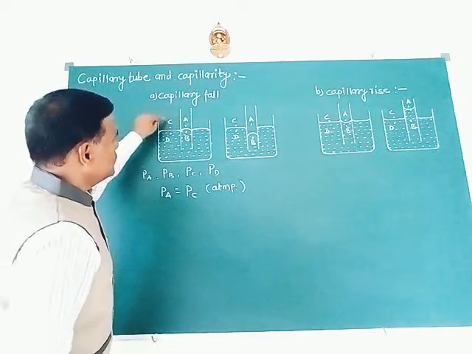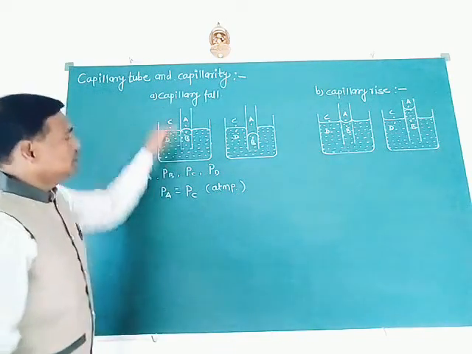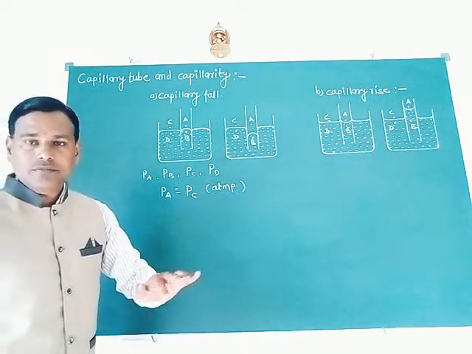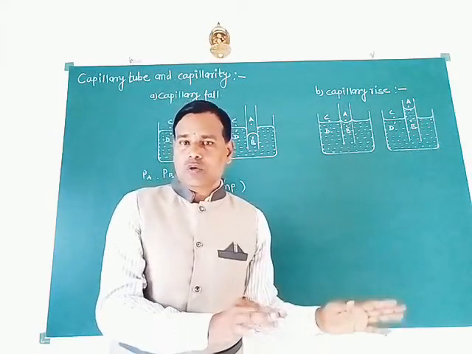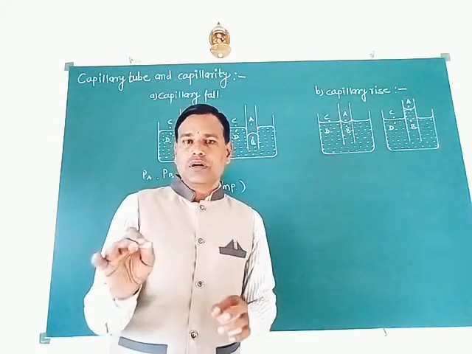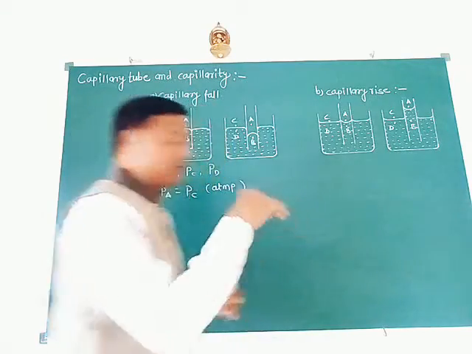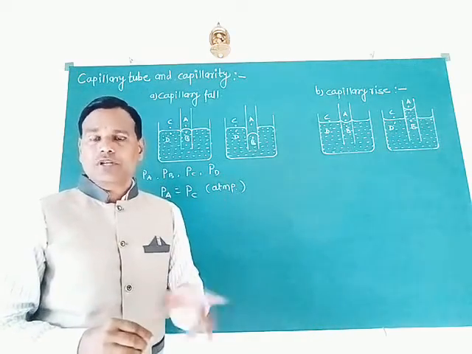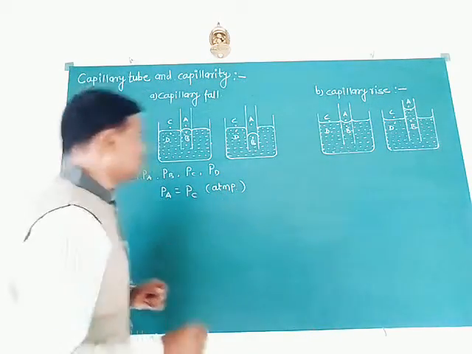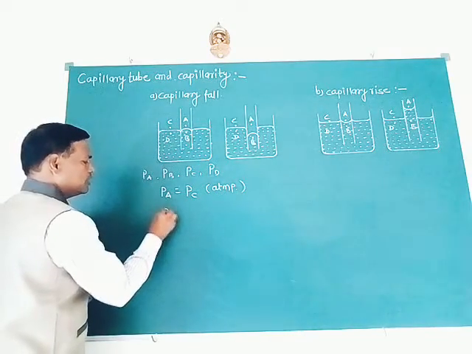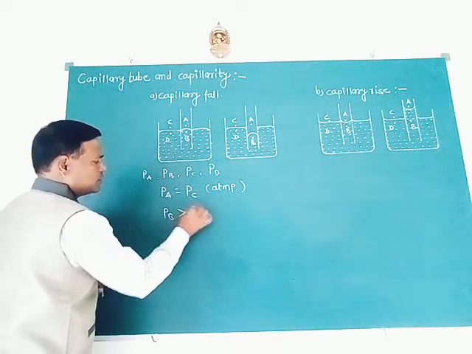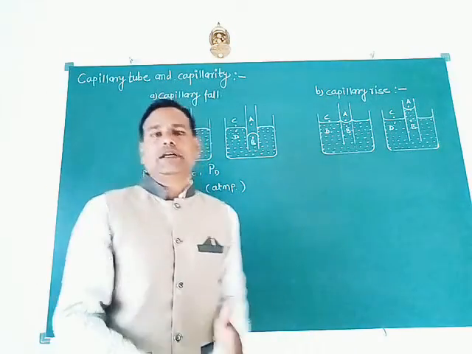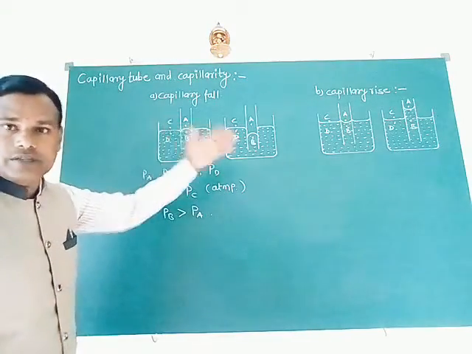What about A and B? A is on the convex side and B is on the concave side. In last lecture we concluded that when the liquid surface in contact with solid is convex or curved, the pressure on the concave side is greater than the pressure on the convex side. So here pressure at point B must be greater than pressure at point A. Why? Point B is on the concave side and point A is on the convex side.